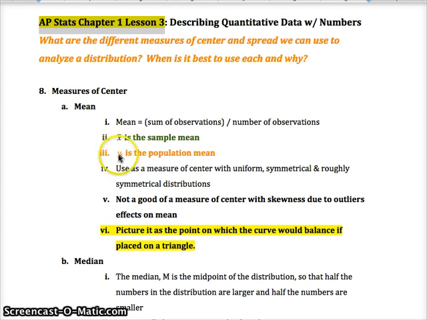Mu here, which looks like a u, is the population mean. So oftentimes we use a sample mean to estimate the population mean. For example, the average number of hours an American sleeps a night. We can't ask everybody and average it out, so we take a sample and find that. With uniform, symmetrical, and roughly symmetrical distributions, the mean is awesome. We'll use it and see how much detail we can find out about how plausible certain outcomes are given a certain mean and standard deviation. Picture it as the point on which the curve would balance if placed on a triangle.